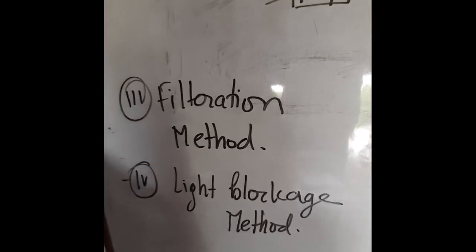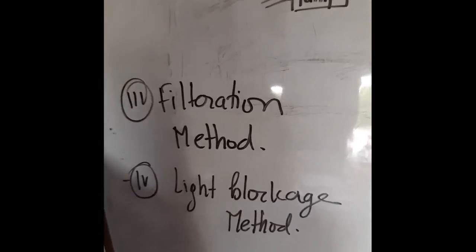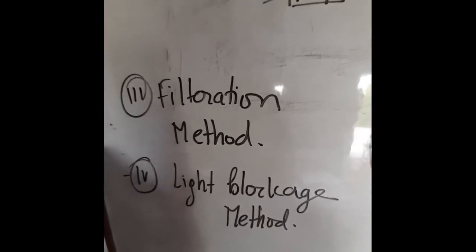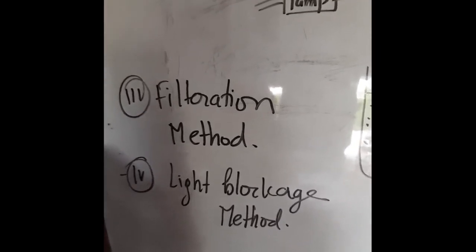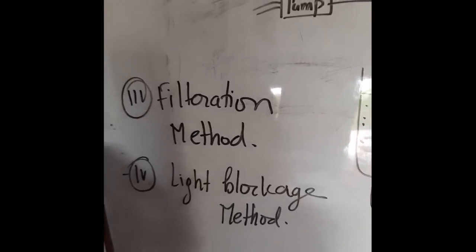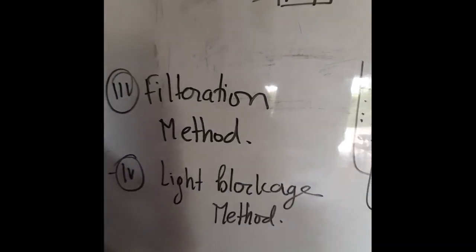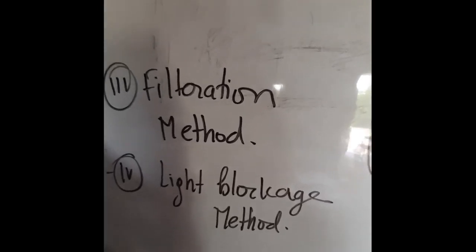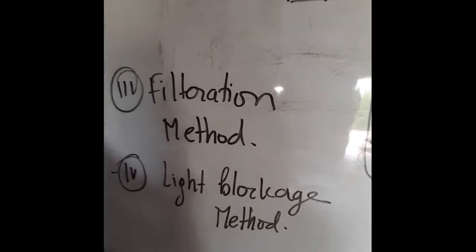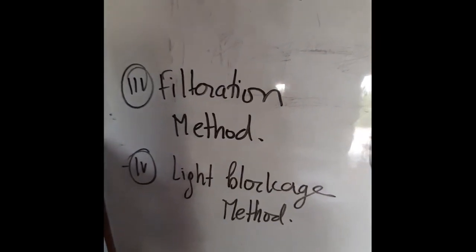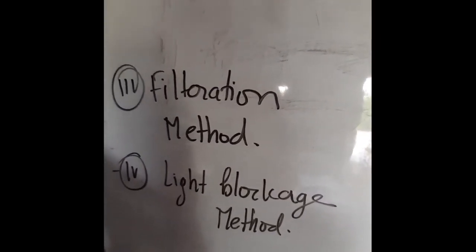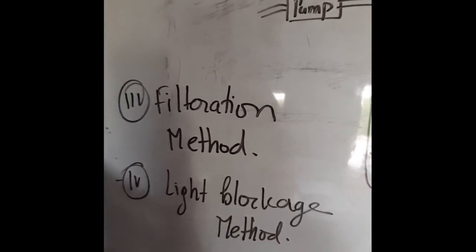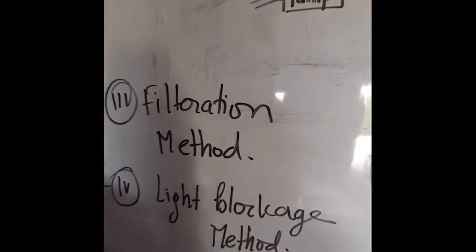Now next method is the filtration method. This method is used for counting the particles in hydraulic fluid. In this method, what we do is pass the liquid sample through a filter, and whatever material gets collected on the filter is examined under the microscope. This method requires very highly trained technician because it is difficult to count the number of particles or size of the particles with the help of microscope.